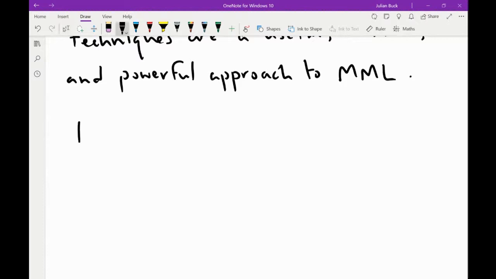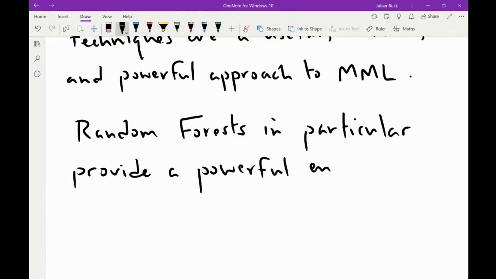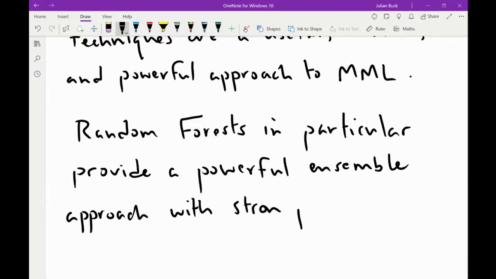So random forests, in particular, provide a powerful ensemble approach with strong predictive accuracy.